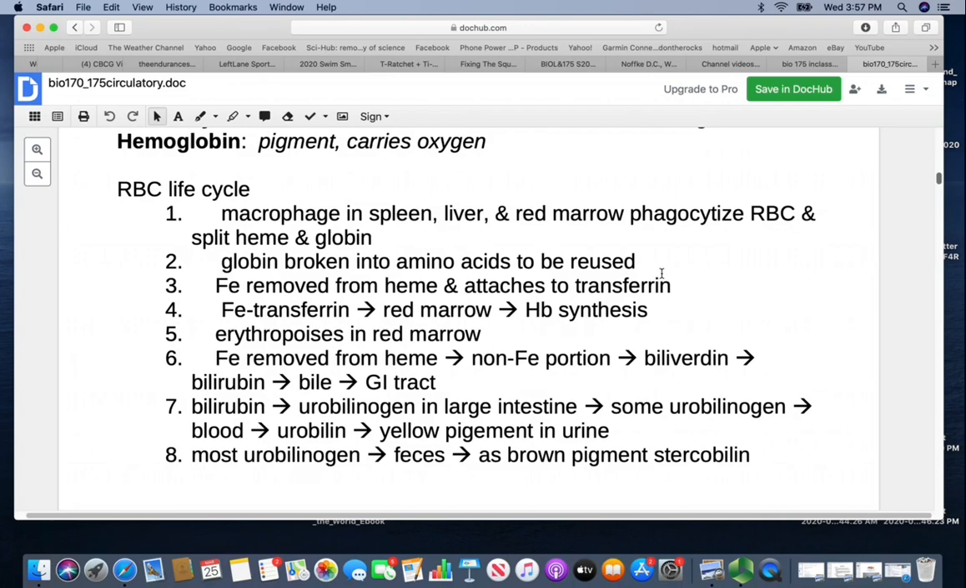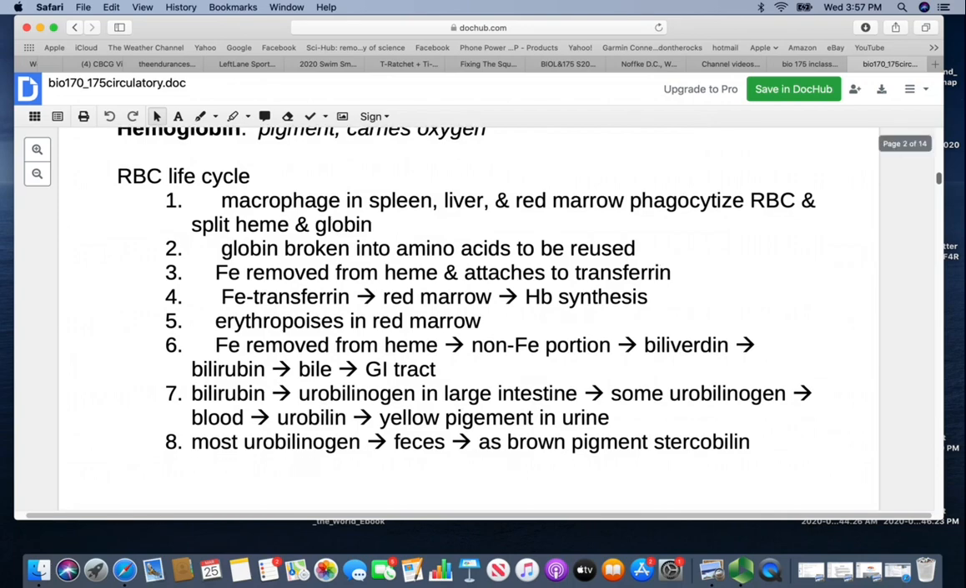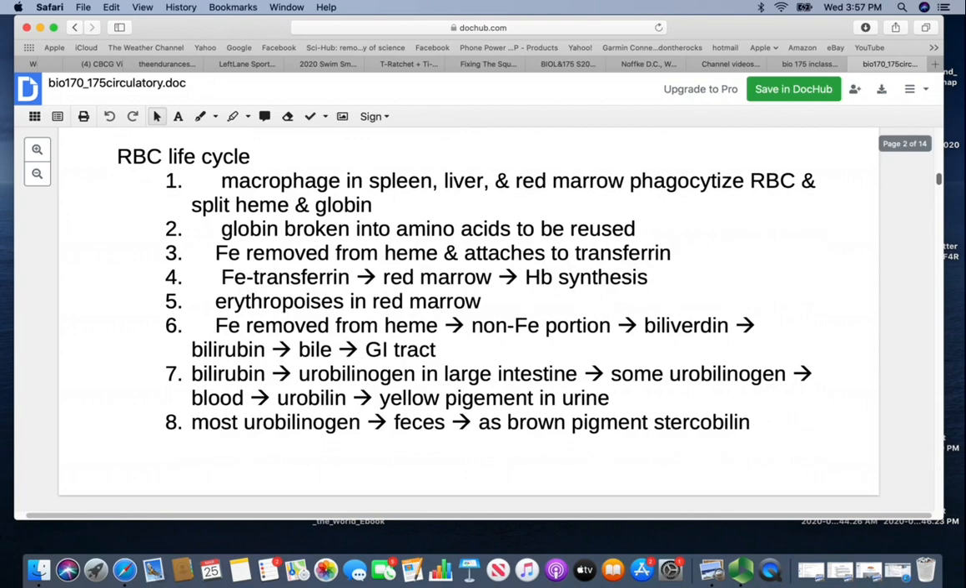So the body really does try to recycle a lot of its iron. So then it can do erythropoiesis again in the red marrow. So then, after the iron's removed from the heme, you'll have the non-iron portion of the heme. Some of it will be converted into biliverdin, then bilirubin, and bile that you'll use in the gastrointestinal tract. Some of the bilirubin can be converted into urobilinogen in the large intestine, and then some of the urobilinogen in the blood and urobilin to make yellow pigment in the urine. And then most of the urobilinogen will end up in the feces as a brown pigment called stercobilin.